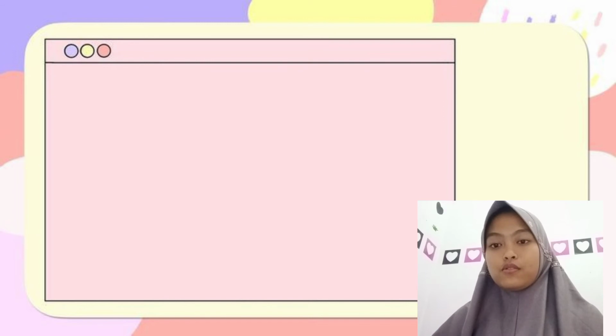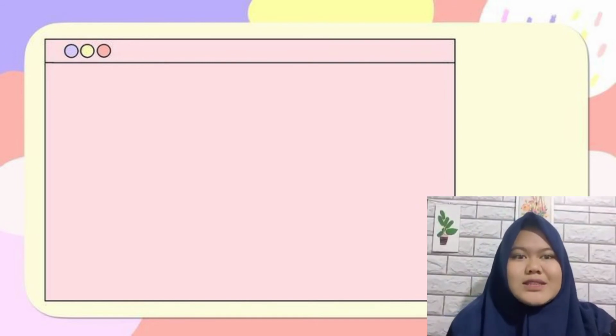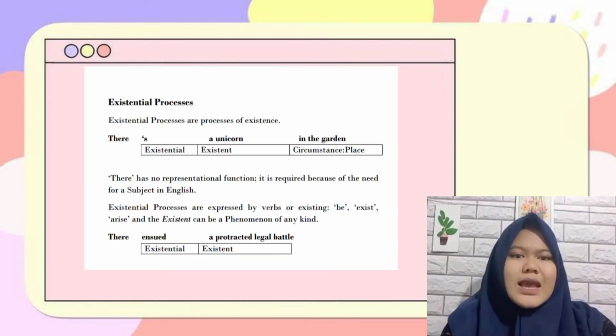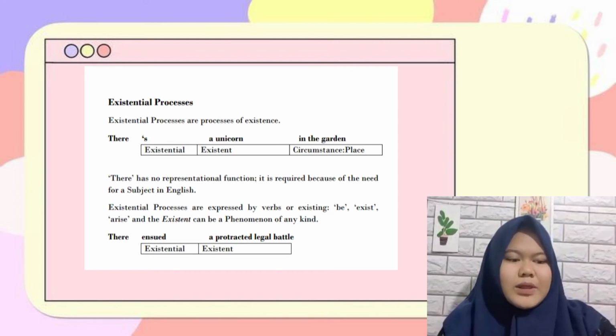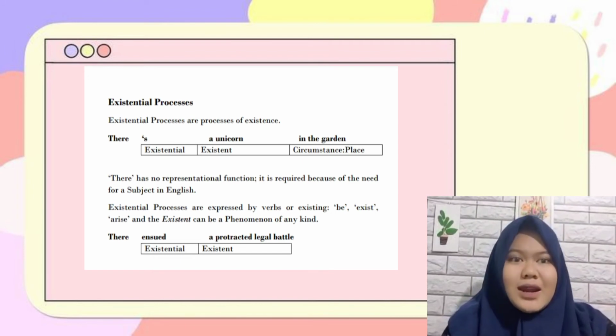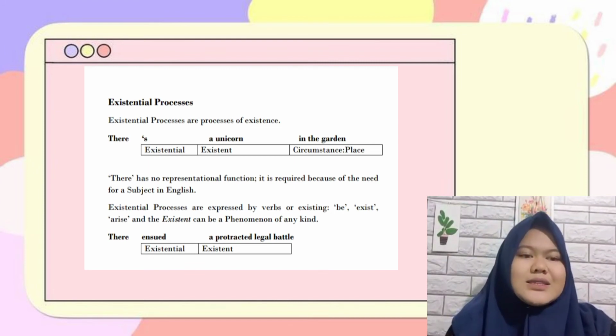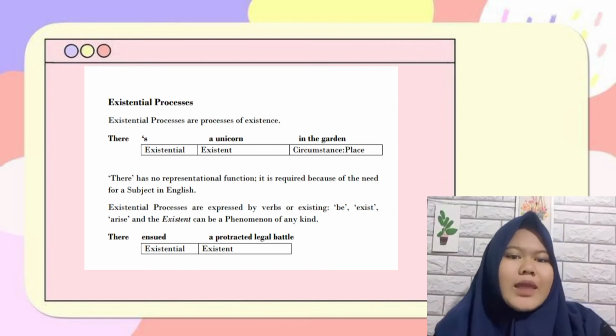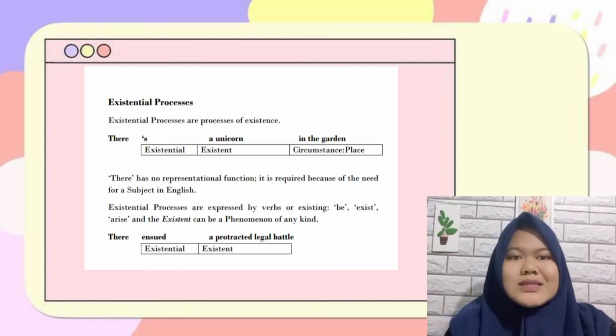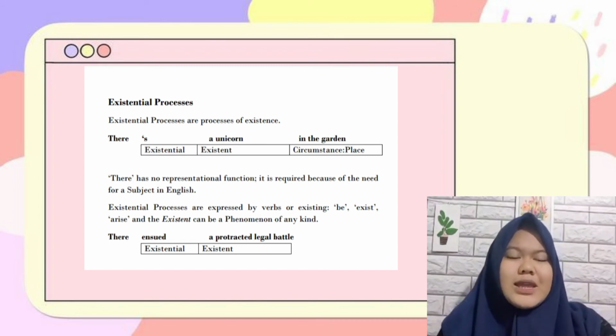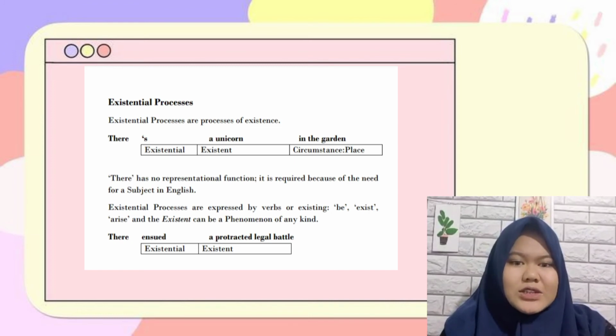Okay, so I will explain about existential process. Existential processes are processes of existence. There is an example here. There's a unicorn in the garden. There's here is existential. A unicorn as existent. In the garden is circumstance, place. There has no representational function. It is required because of the need for a subject in English.